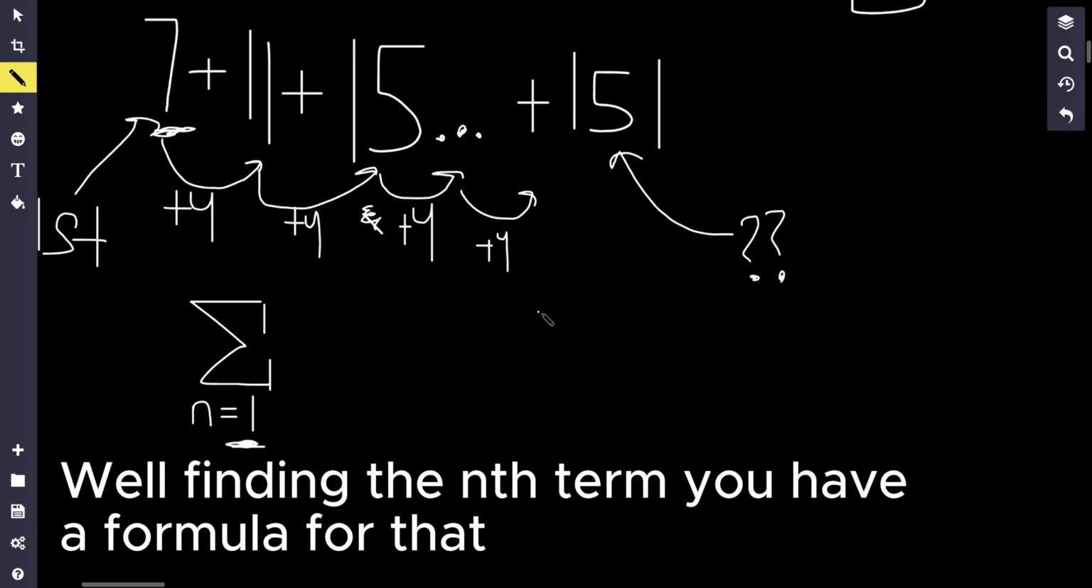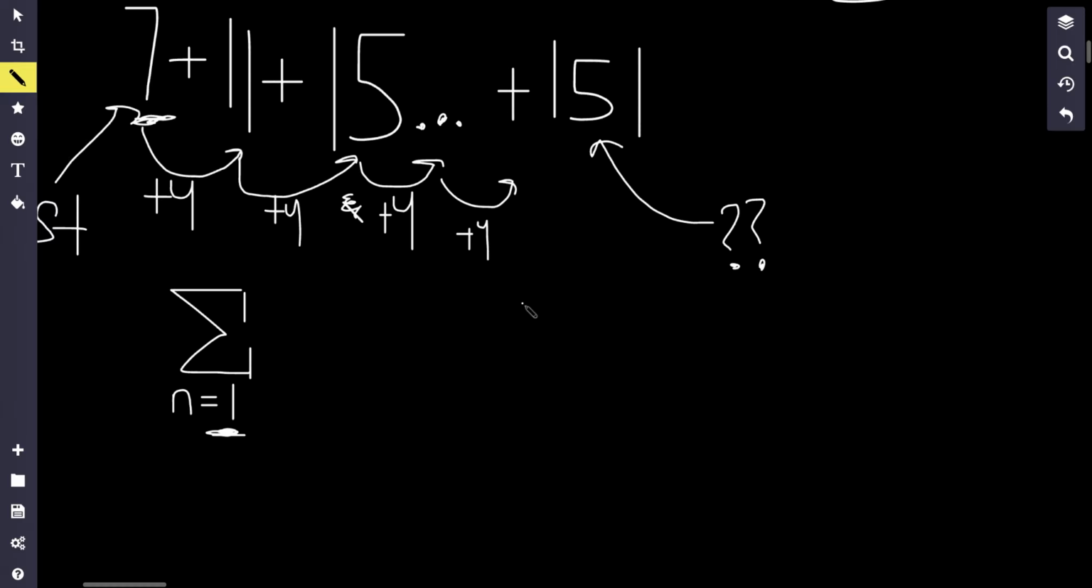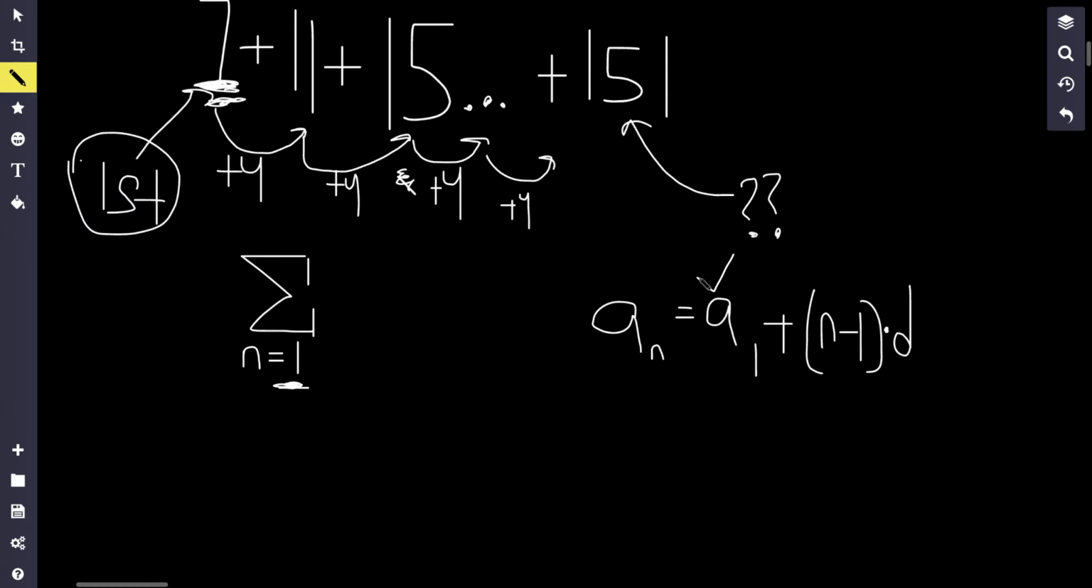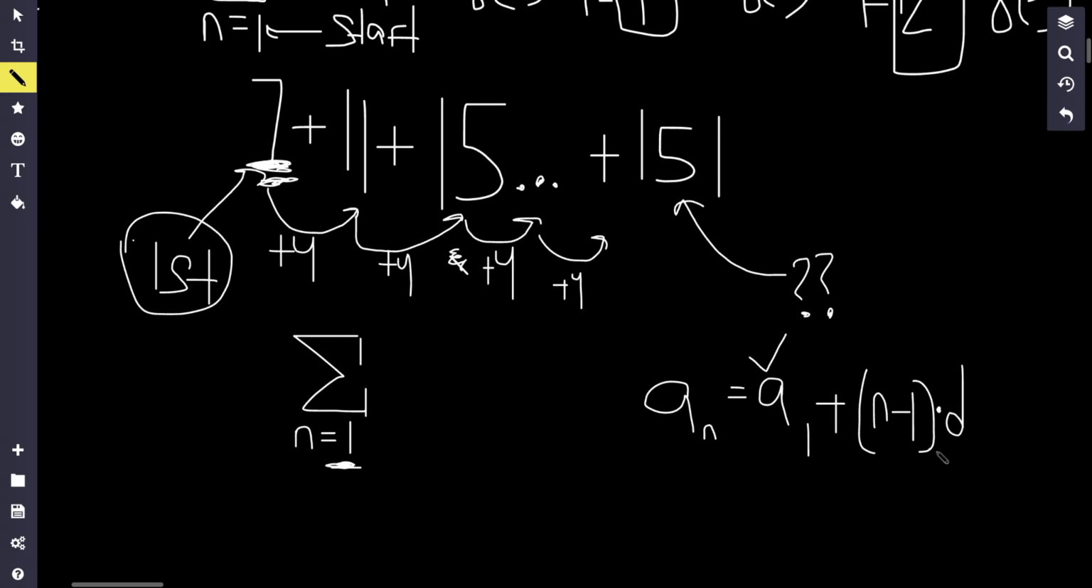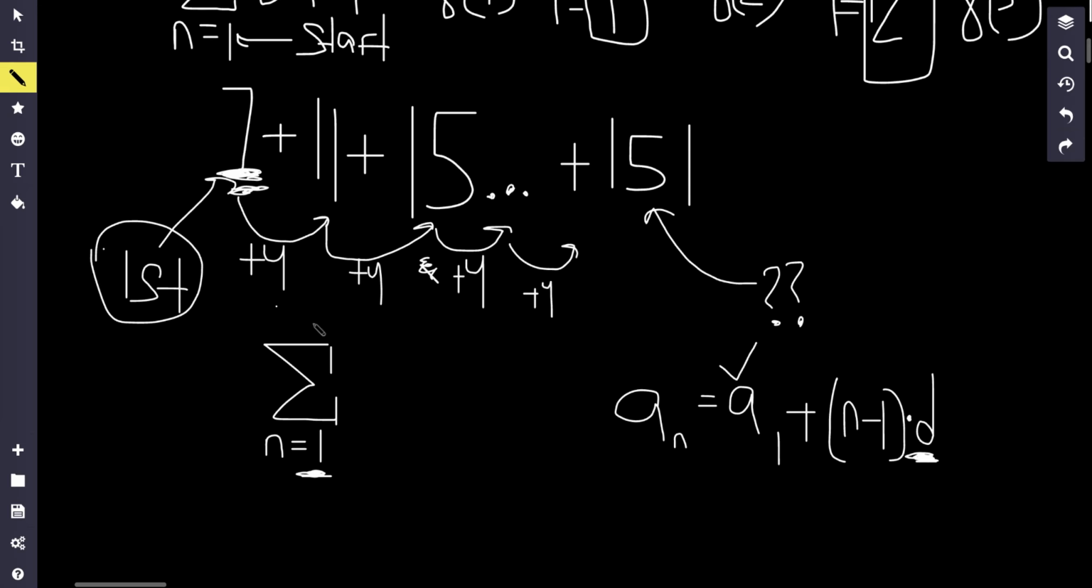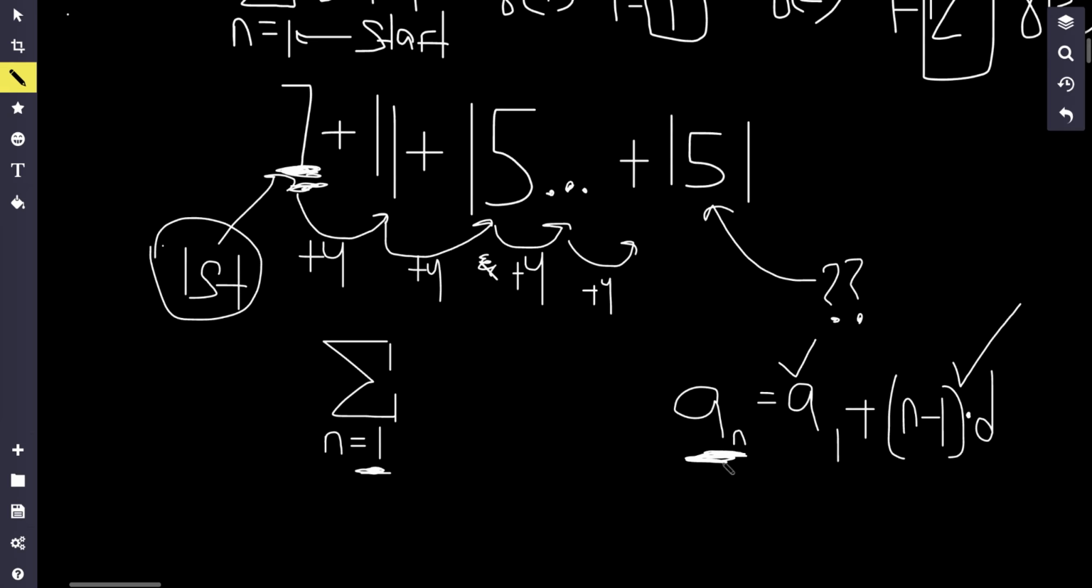Well, recall that you have a formula for this. The first term is, right? So I know what my first term is. I know what my common difference is. The common difference is the number that you add each time to get from one term to the next. So the number I have to add each time to get from, let's say, 7 to 11 or 11 to 15 is just 4. So 4 is going to be our common difference. I know that. And I know that whatever a sub n is, that's going to be 151.